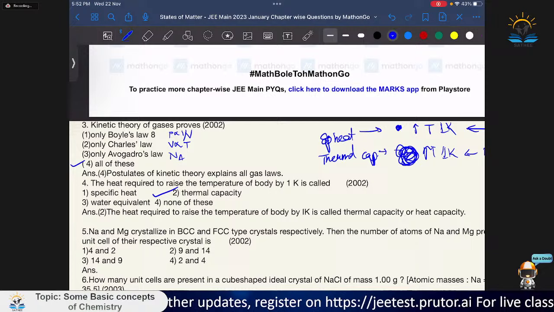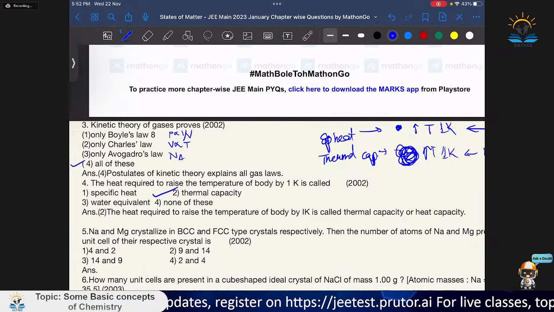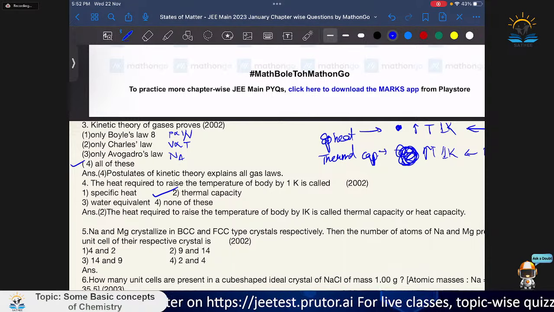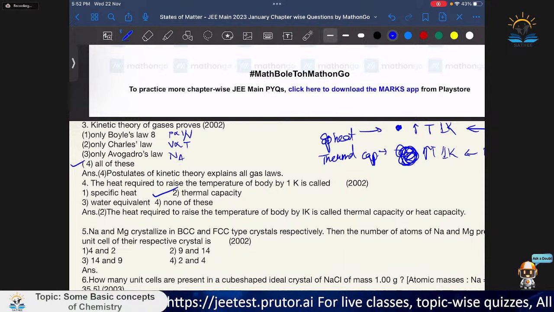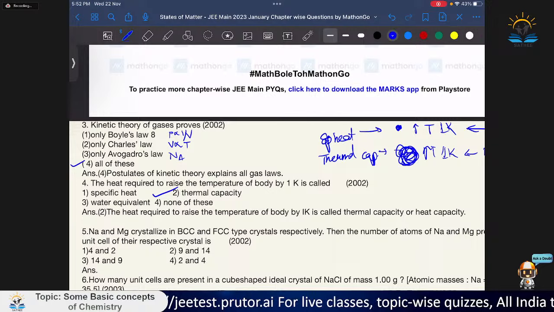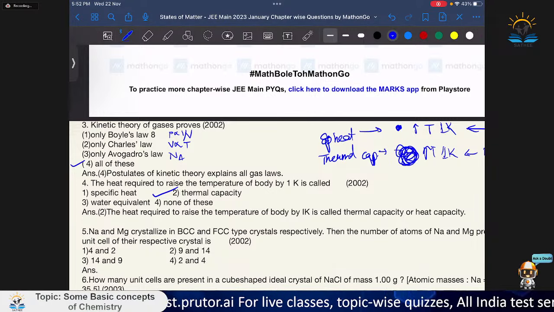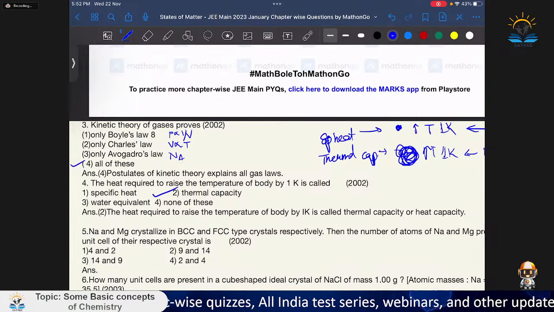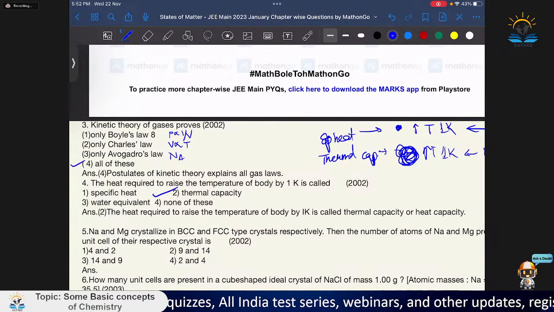Thermal capacity we will put as the answer. Water equivalent is, suppose you are checking thermal capacity of glass, 1 gram of glass or 10 gram of glass. You put some amount of heat to raise the temperature by 1 degree. Okay, so for the same heat energy, if you take the same heat energy and same amount of water, how much temperature will increase? That is the water equivalent for the glass.